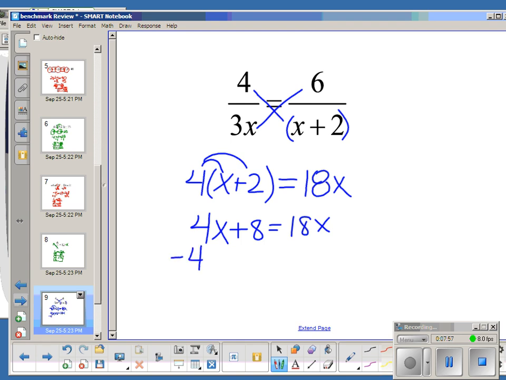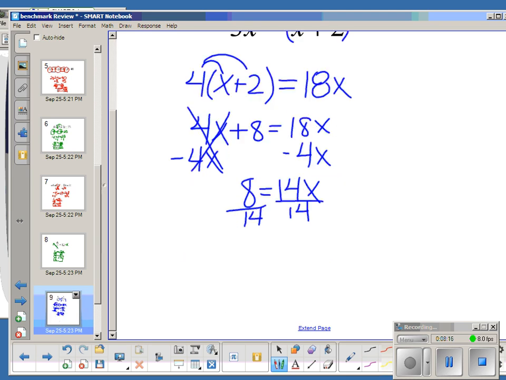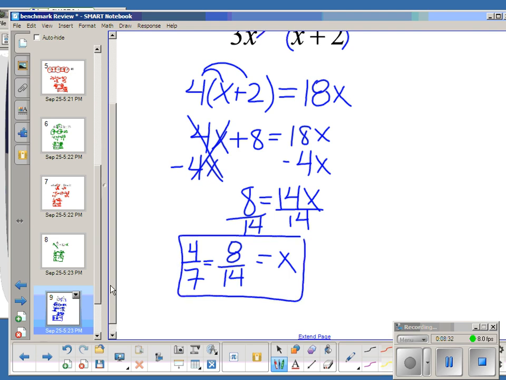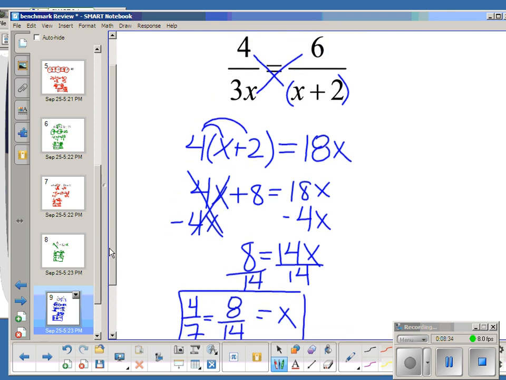So when we remember we have variables on both sides, we need to get them all to one side. So I'm going to subtract 4x, and I have 8 equals 14x. And I'm going to divide by 14. And so x equals 8 over 14. You can always set that up into a decimal if you'd like, or it's the same as 4 over 7. So again, this is one of the few cases that you can cross multiply to solve because it's a proportion.